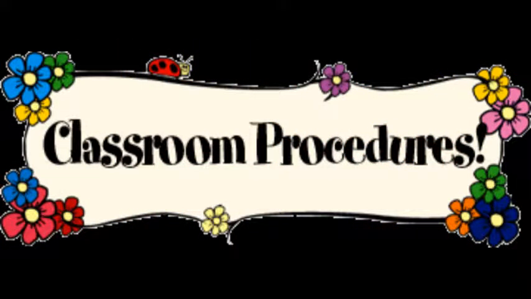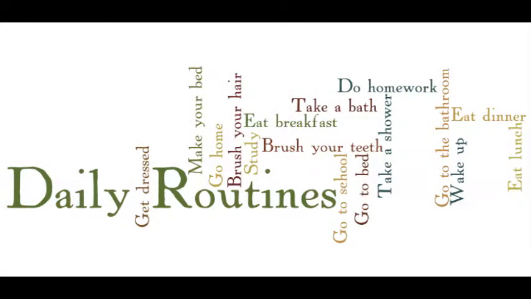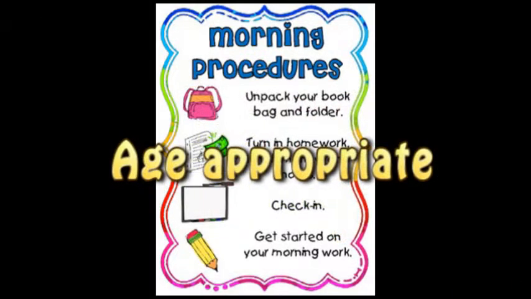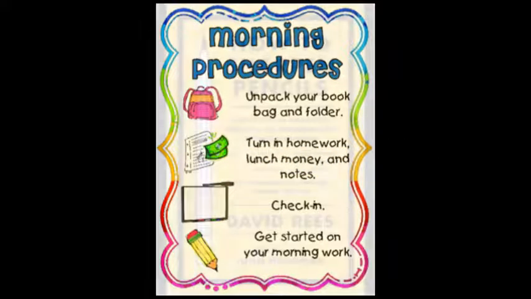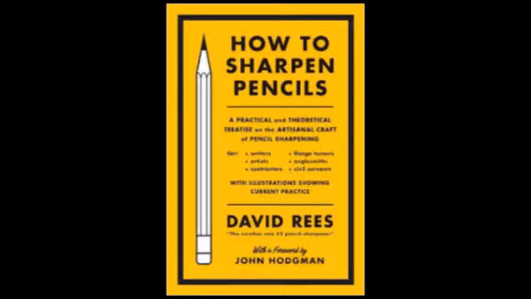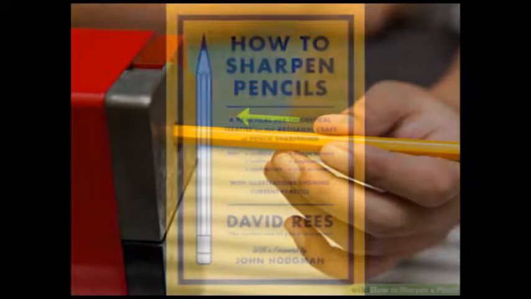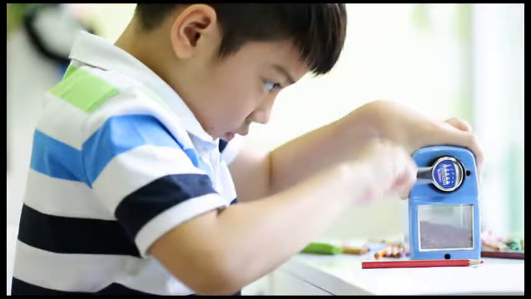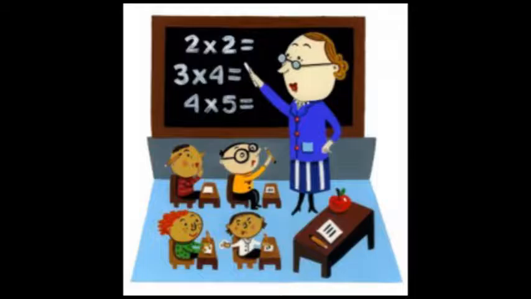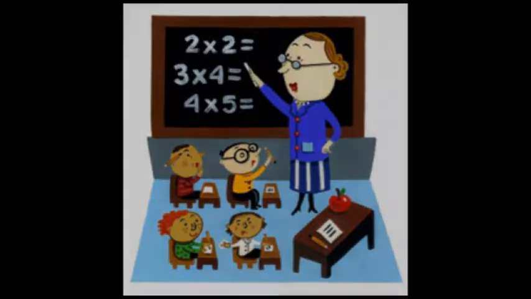Procedures and routines. One of the keys to effective classroom management is the establishment of age-appropriate procedures for daily or regular activities and transitions. Once the procedures are established and students have opportunities to practice the procedures, they become routines. Procedures should have approximately 3 to 5 steps that enable the students to successfully complete the activity.